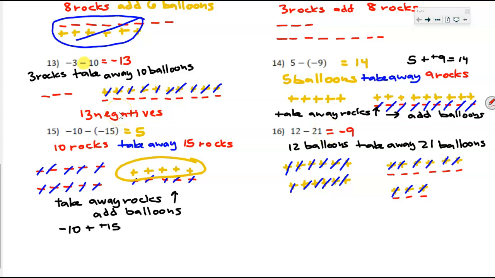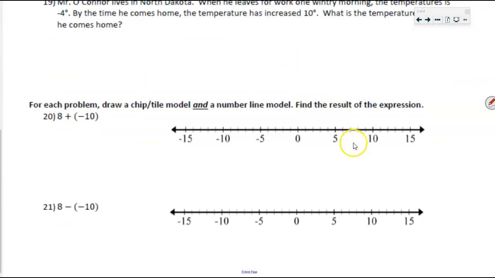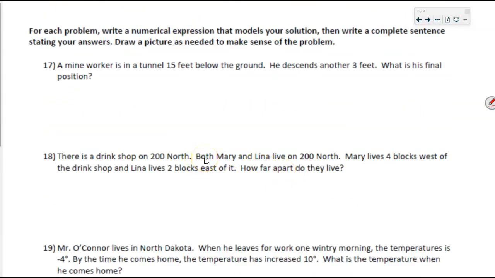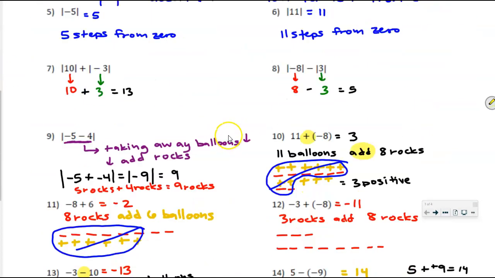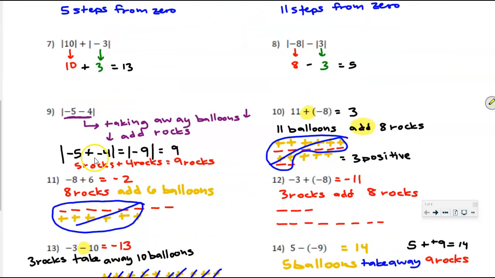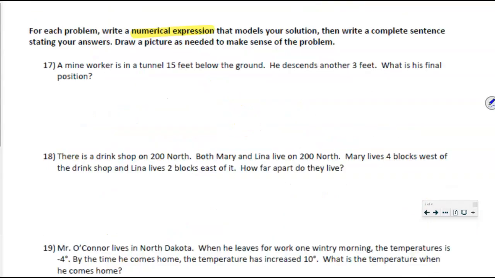All right, let's move on to the backside where we've got some stories. And we have our chip and tile models. It says for each of these problems, we need to write a numerical expression. This was an area that you guys struggled with. A numerical expression is what we see all over here on the front side. It says find the value of each expression, and we have these number sentences where we're adding or subtracting these things. And that was the part that you guys struggled with, is just writing down those number sentences. Then we also need to write a sentence that states our answer.